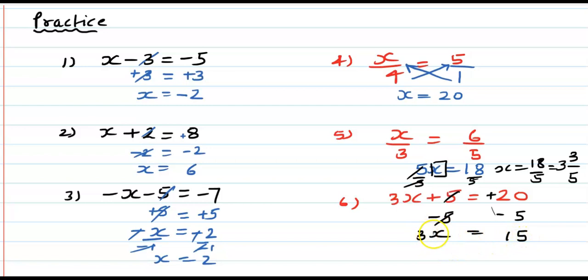Now we want x here. So extra number is 3. To get rid of this 3, you can divide by 3 both sides. This 3 and 3 cancelled out. X, and 15 divided by 3 is 5. This is your answer. I hope everybody is okay. Everybody is okay, guys?